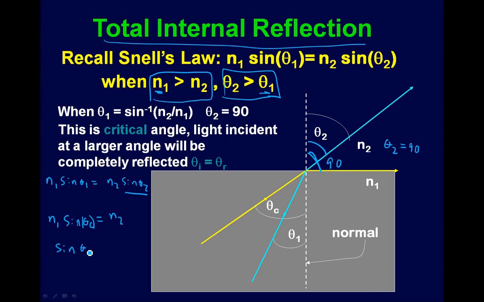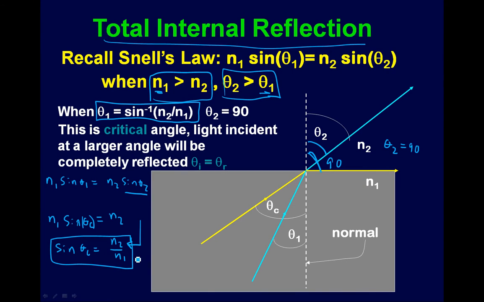And if I just solve for this, what this says is that sine of theta critical equals N2 over N1. And here's the actual equation you'll see in the book. It solves for theta critical as being the inverse sine of N2 divided by N1. Just got to be careful. This only happens when N1 is bigger than N2. If N2 is bigger, you can't have sine of something bigger than 1.